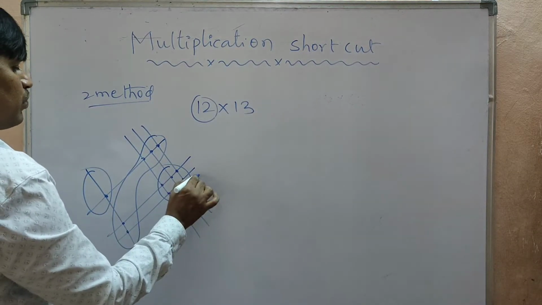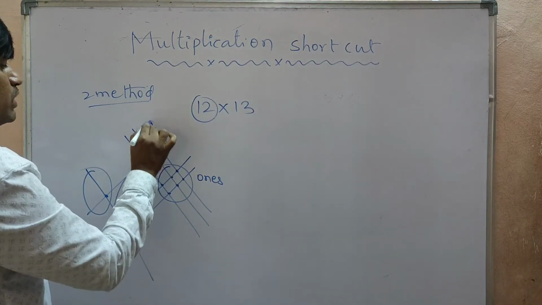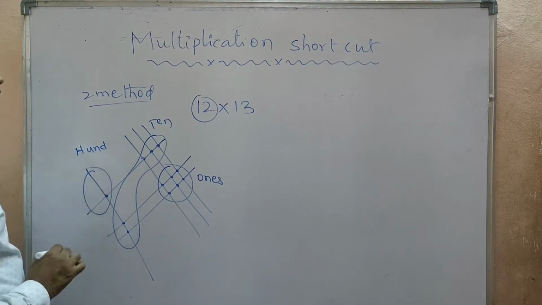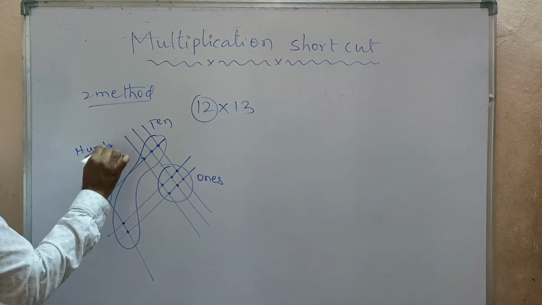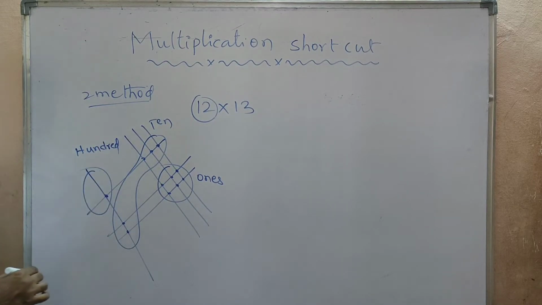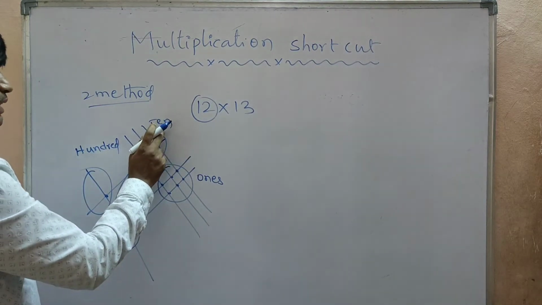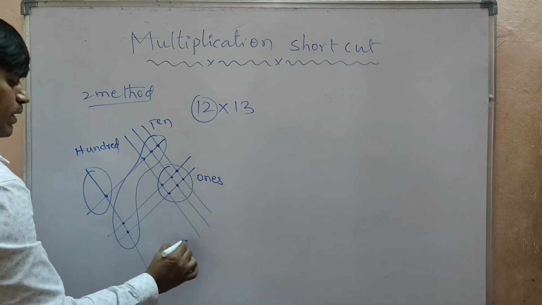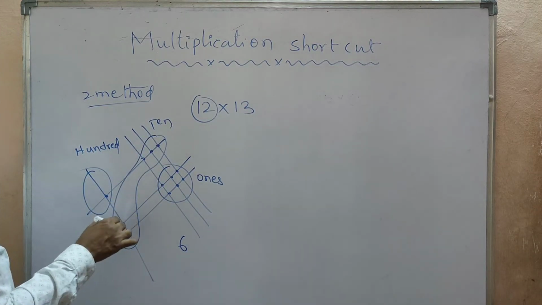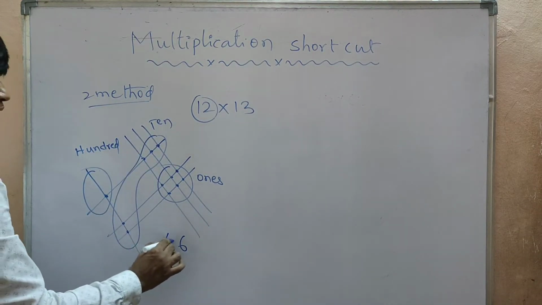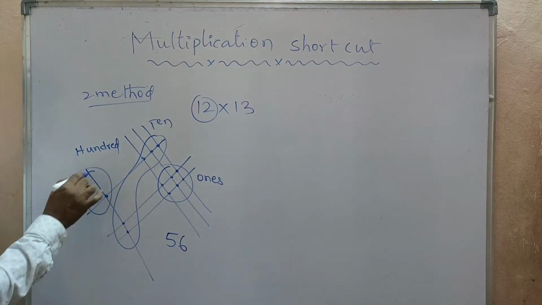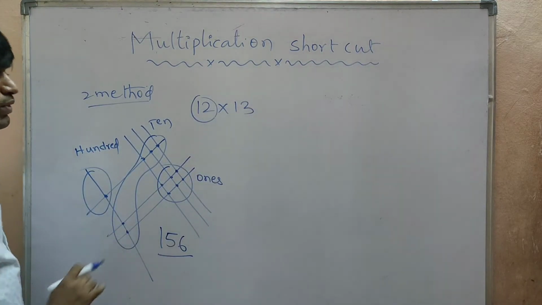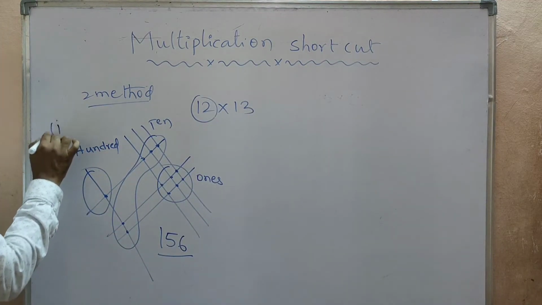Now you can take, it is your ones digit, next here it is your tens digit, here it is your hundreds digit. Here ones digits, in your ones digits how many points are there? 6 points are there. In your tens digits how many points are there? 1 2 3 4 5, 5 points are there. In your hundreds digits how many points are there? Only 1 point is there. That's why your 12 into 13 is equal to 156 only. It is your first problem.